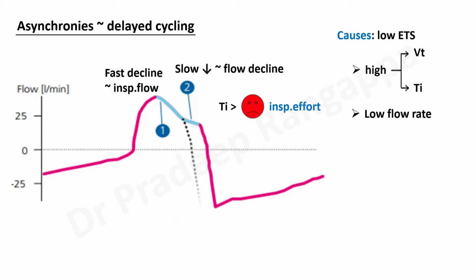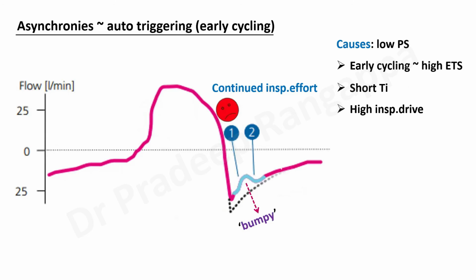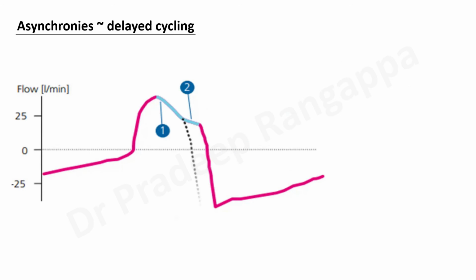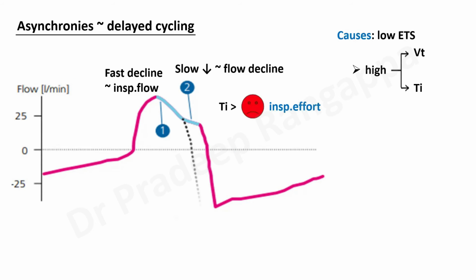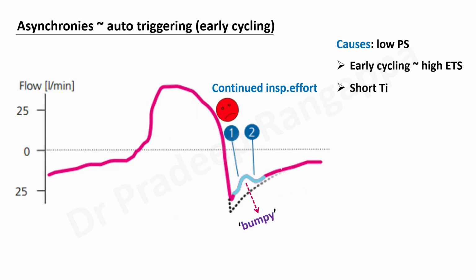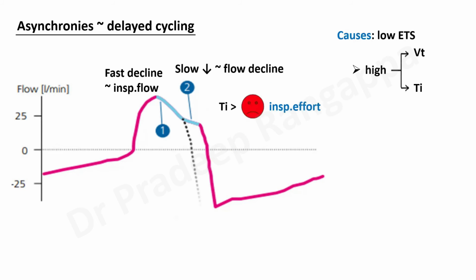Okay. So this is something I would expect the audience to go through and keep these pictures in mind, so it makes it a little easier. Delayed cycling is opposite to your early cycling. So here I said low pressure support, and so it is the opposite of early cycling. So that's about your asynchronies.